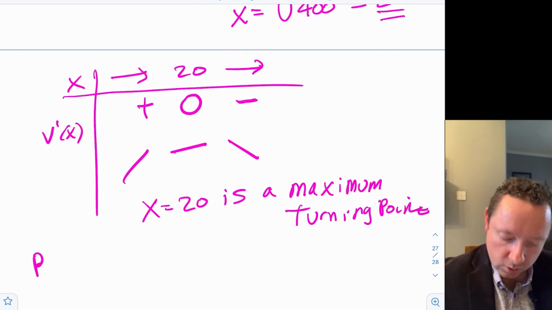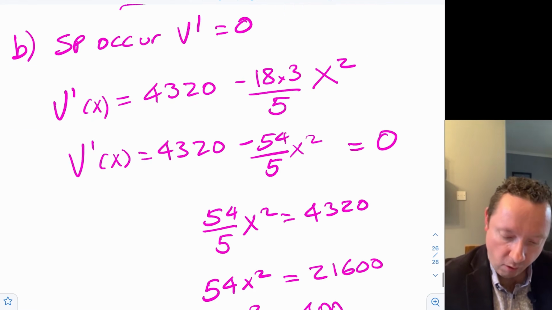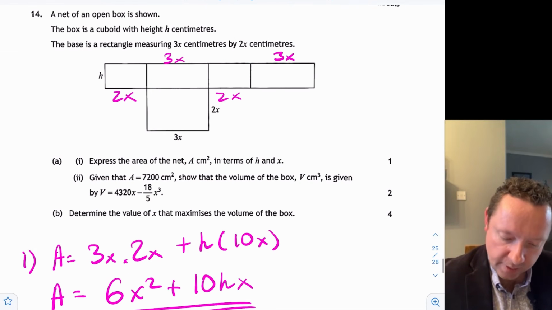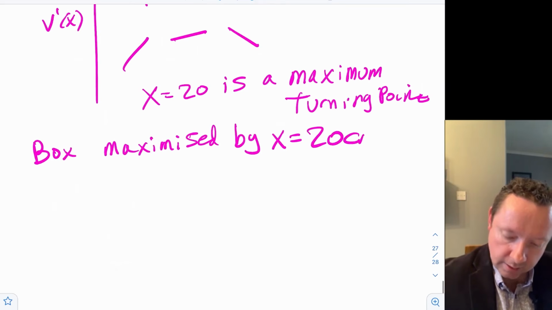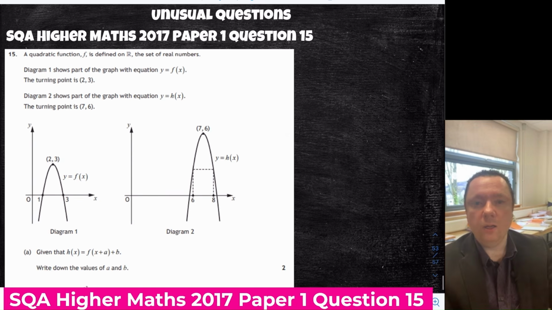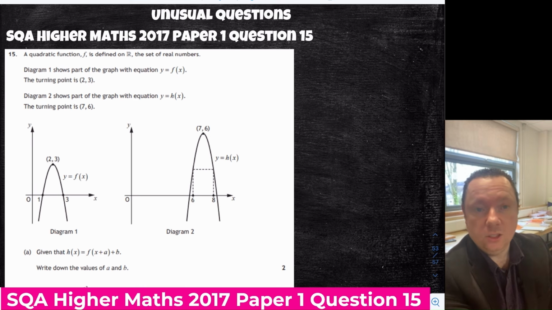So the box is maximized by x equals 20. Is it centimeters? Yeah. Centimeter. Now we move on to what I would say is unusual differentiation questions.